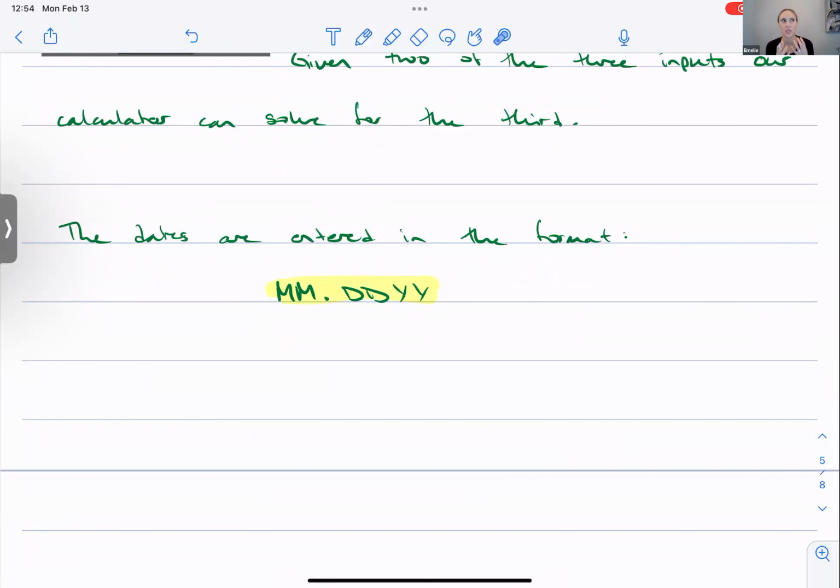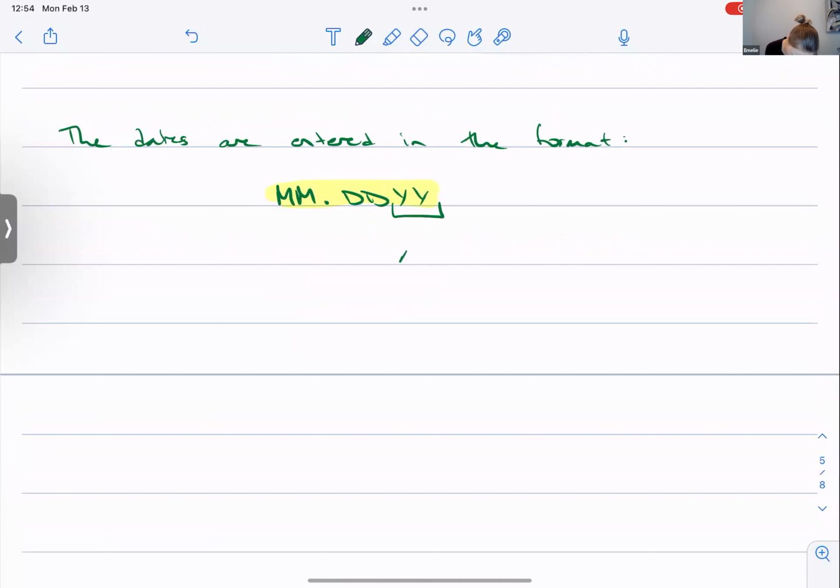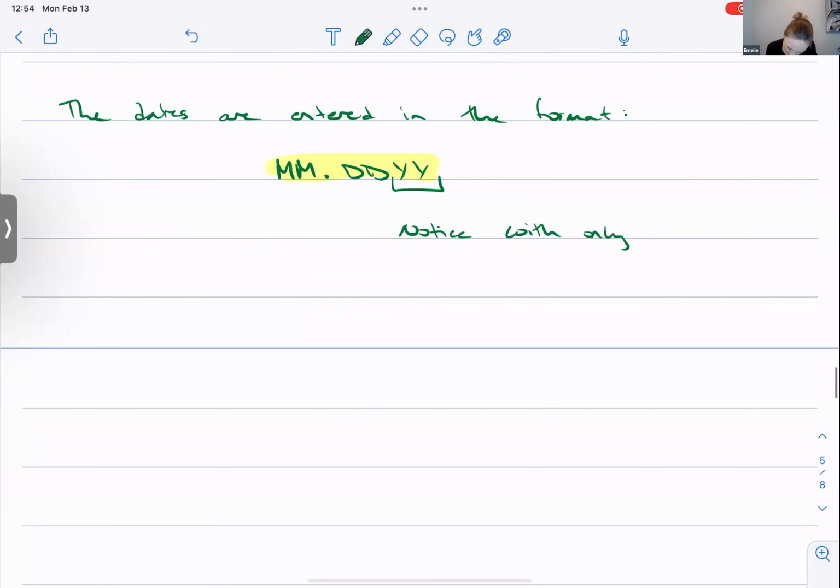There's a transition year where it starts talking about 20, I think it's maybe 1944, versus 1943, I think it's in the 40s somewhere. And so here, notice with only two digits for the year instead of four. Not sure why they didn't do that.